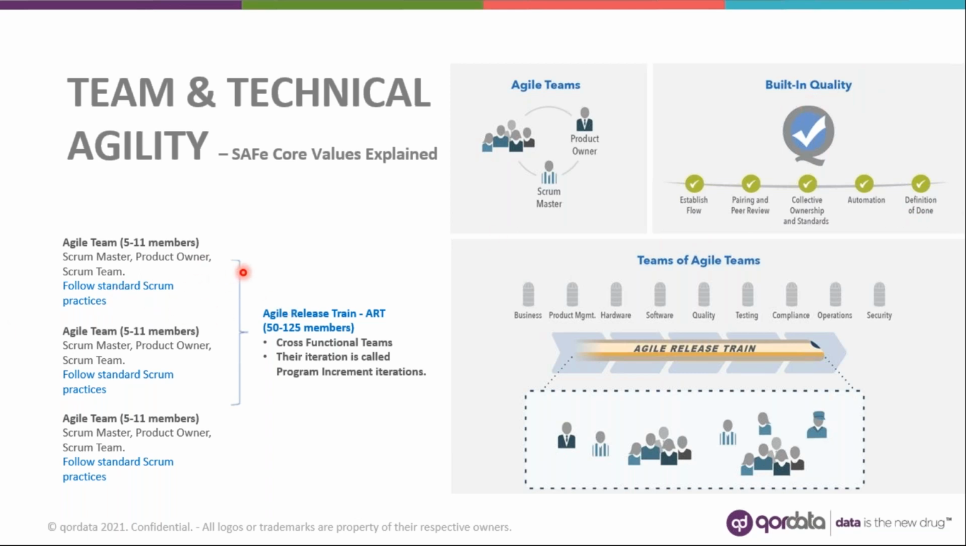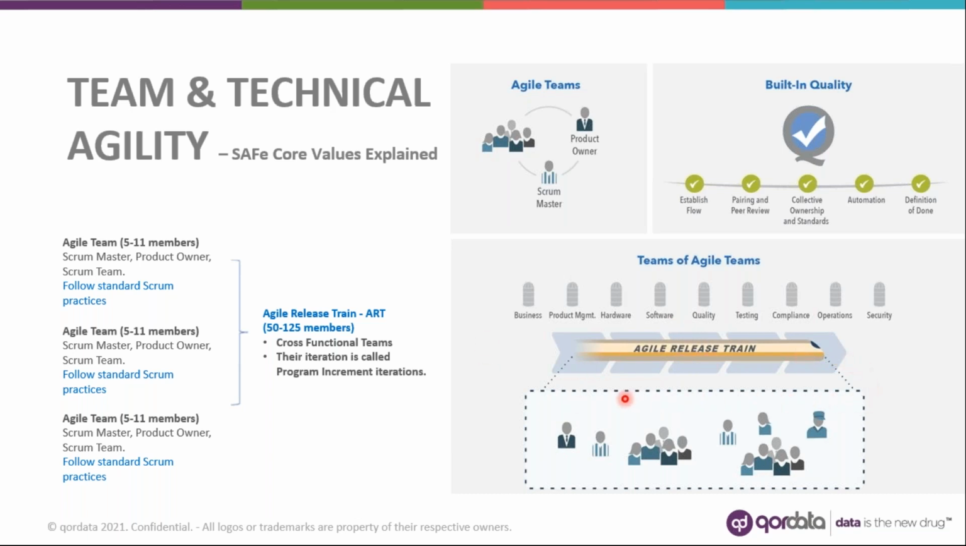So when we merge all these teams together who are working on a bigger solution simultaneously, we get teams of agile teams in which business, product management, hardware, software, quality, compliance, and all the other domains that make up a software or basically help out a software team or product team. And basically this creates an agile release train.